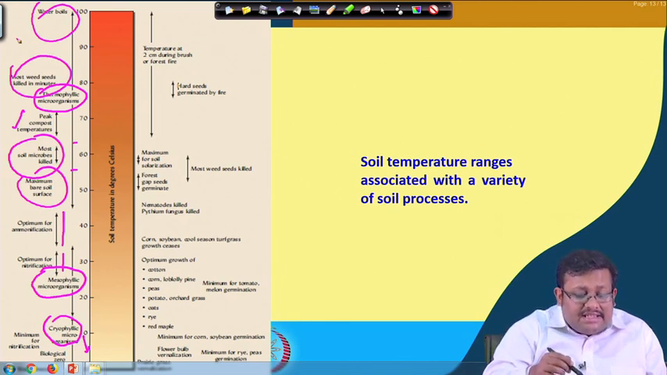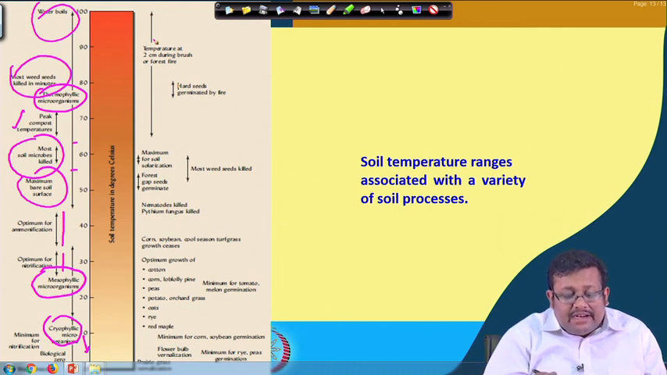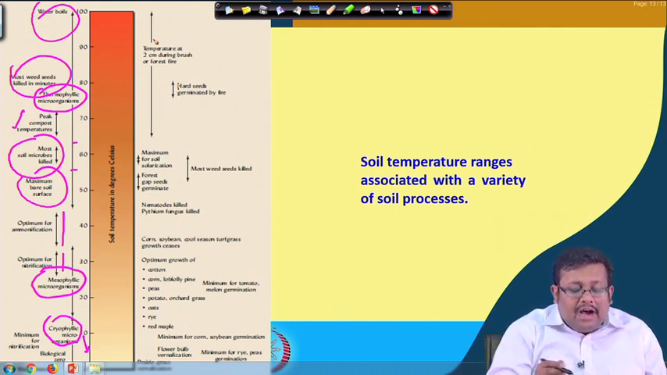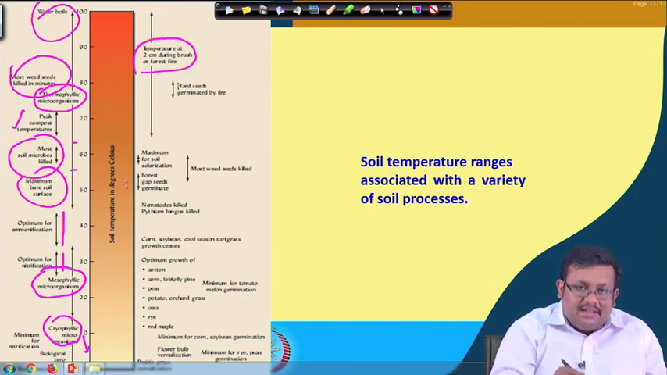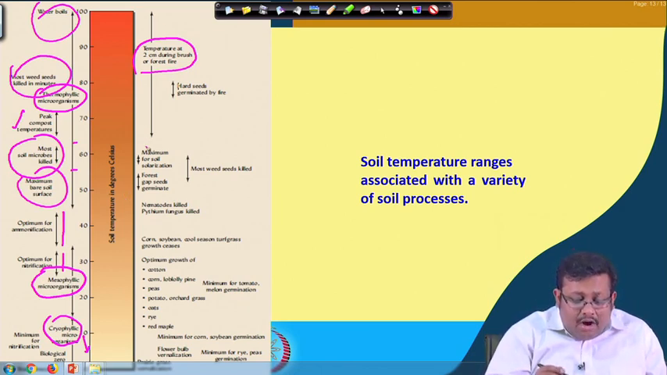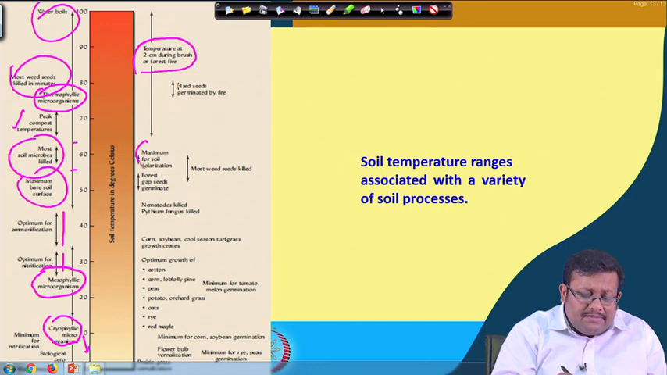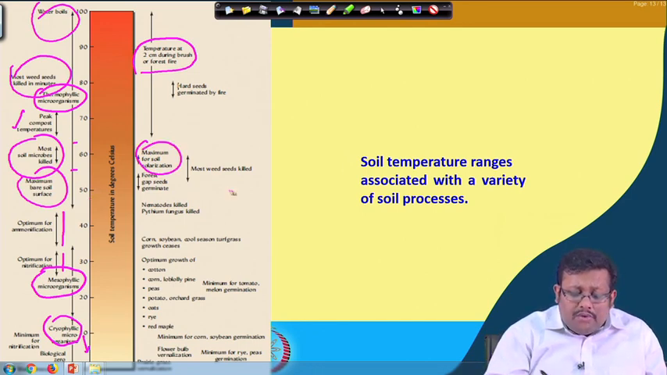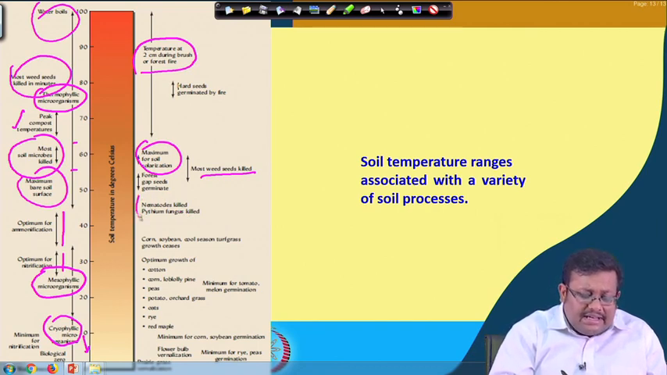Also, this 60 to 100 degrees centigrade range is the temperature you will see at 2 centimeters during a brush or forest fire; the temperature will vary in this region, obviously. And the temperature region of 55 to around 60 is the maximum for soil solarization. Most wheat seeds are killed in this region, around 55 to 60, and nematodes and Pythium fungus get killed around 45 to 50 degrees centigrade.